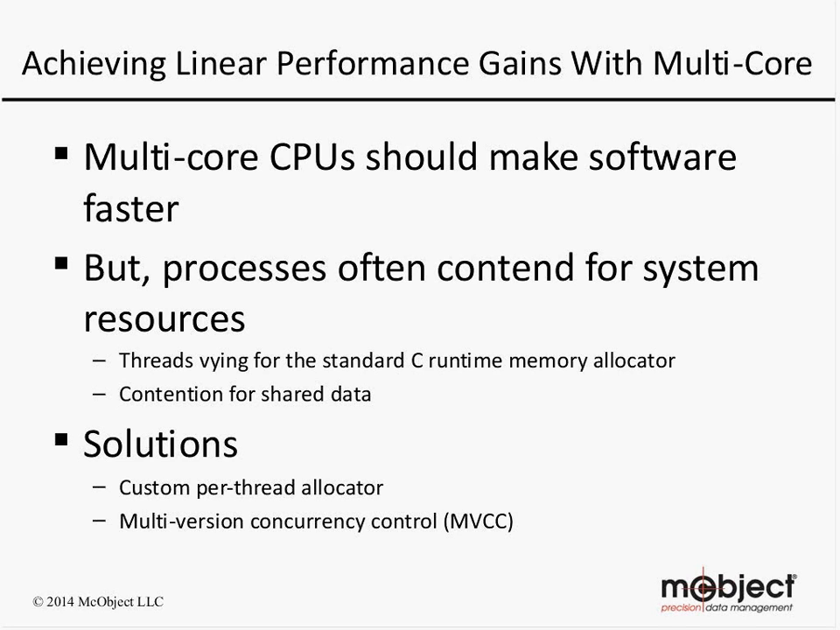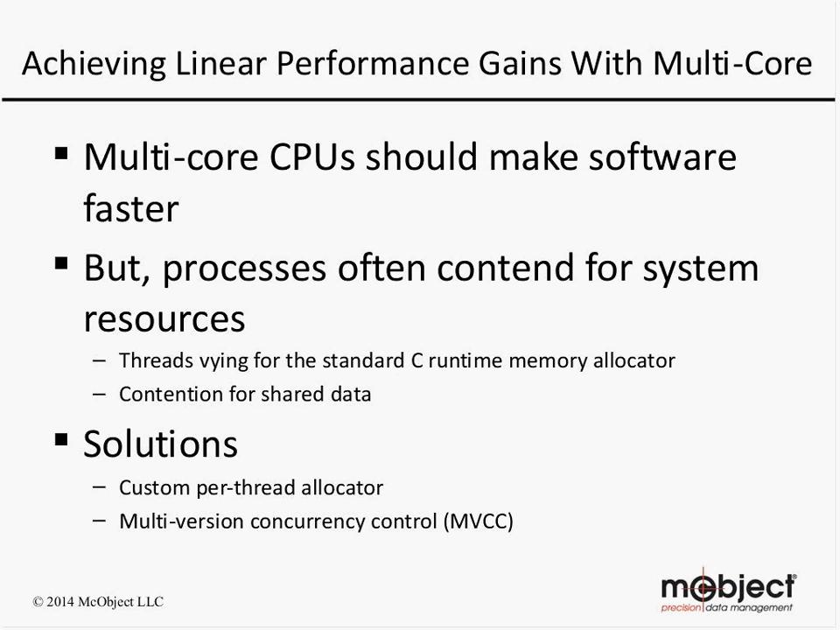So as Chris just mentioned, deployment on multi-core CPUs should make software faster by enabling our tasks to run in parallel rather than waiting for a time slice on a single core. But in practice, parallel processing on multiple cores can introduce contention for system resources and therefore make the application slower than it was when it was deployed on a single core. So achieving multi-core's hoped-for linear performance gains hinges on resolving these issues.